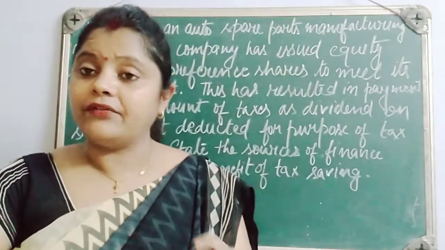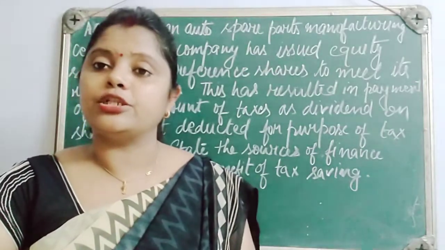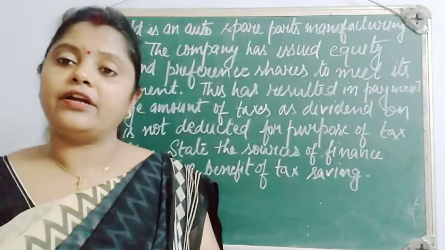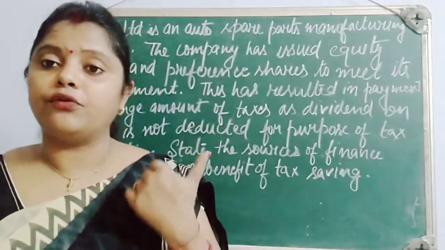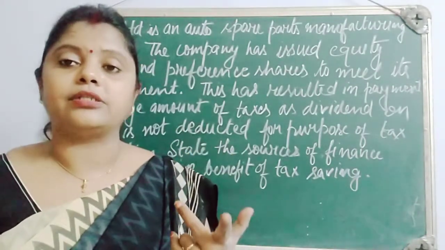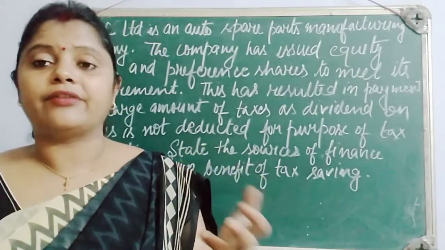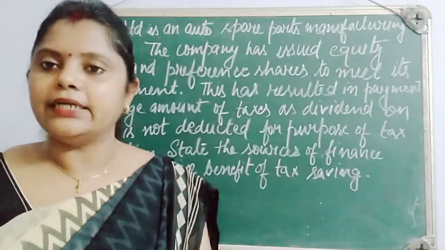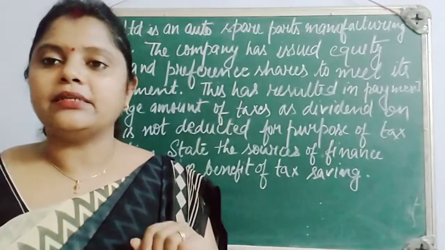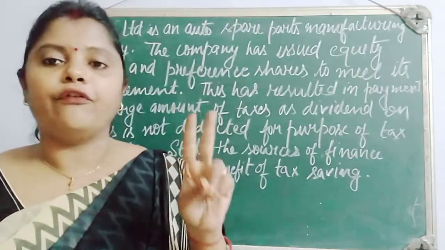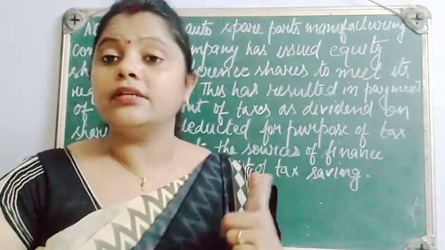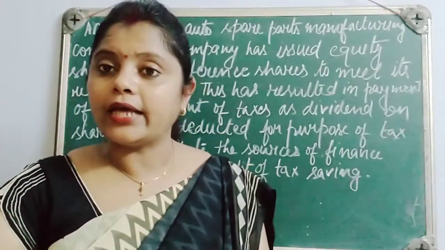The company has the opportunity to issue equity shares and preference shares, and they have ample scope of raising funds from various sources. They can go for loan, they can go for public deposit, they can go for factoring, lease financing, trade credit. Various options are there. But in this case, ABC Limited has opted for two main sources, that means equity shares and preference shares, which is related to the owned capital.